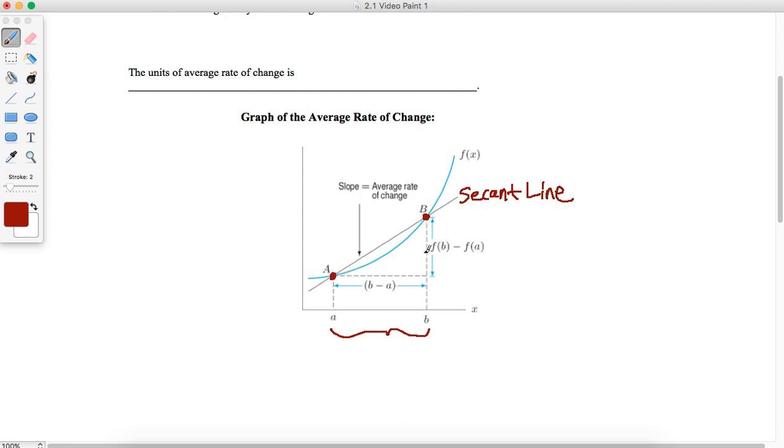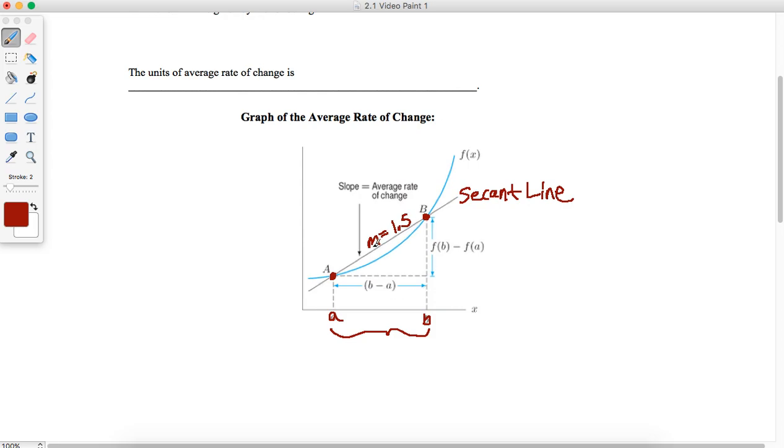Okay, so on average, whatever this value of the slope of this line is, let's say the slope was 1.5, then on average between x equals a and x equals b, I know this function was changing at a rate of 1.5 units of y per unit of x.